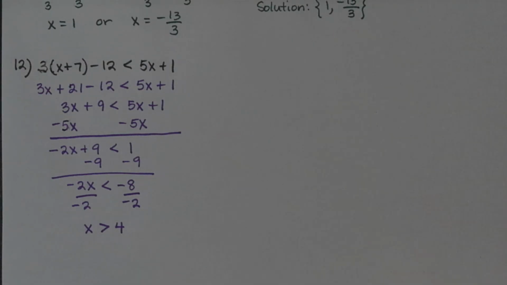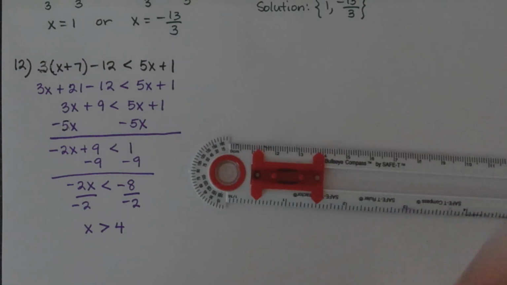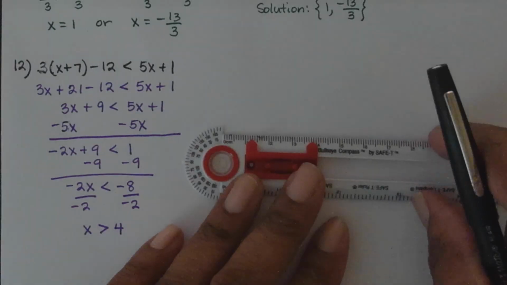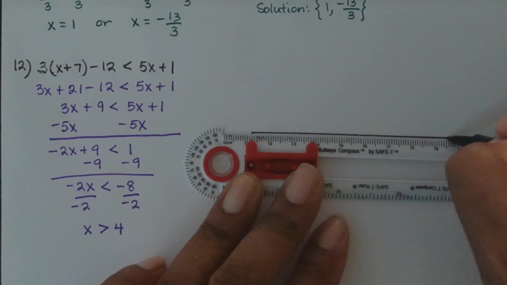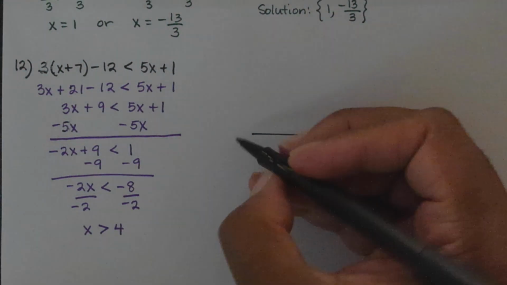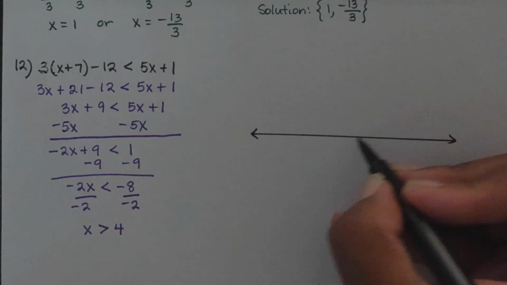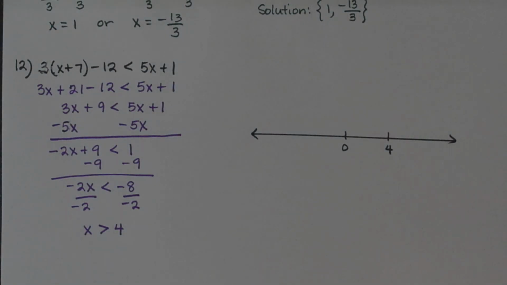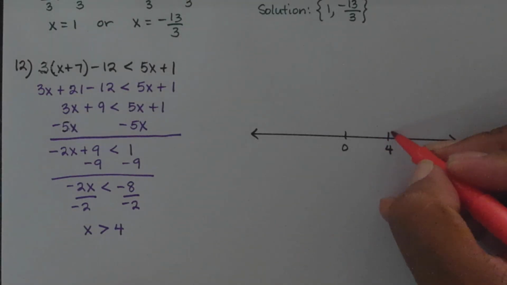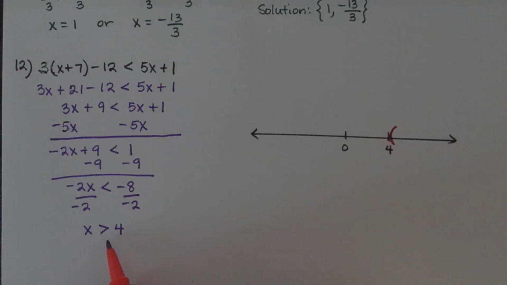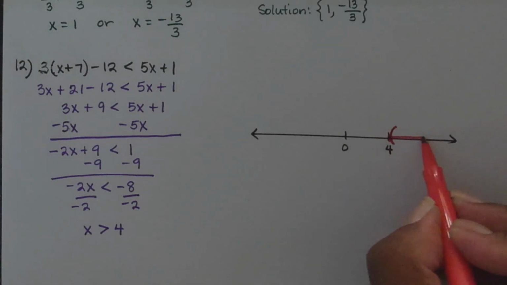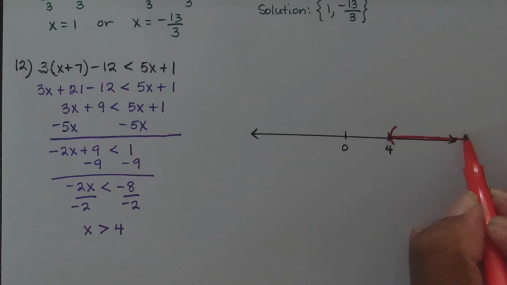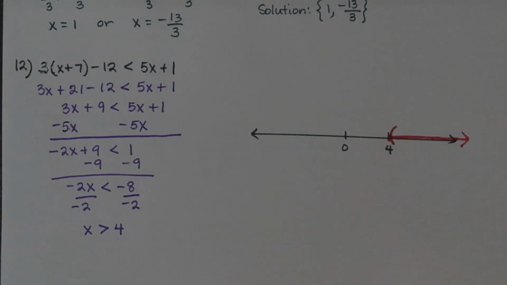Now we need to graph the solution set on a number line. And again, you'll have number lines on your exam. Let's say 0 is here. For 4, do I need parentheses or brackets? Parentheses, because it's strictly greater than. So I'm going to use a left parentheses at 4. And that greater than symbol points to the right, so that means we need to shade to the right.